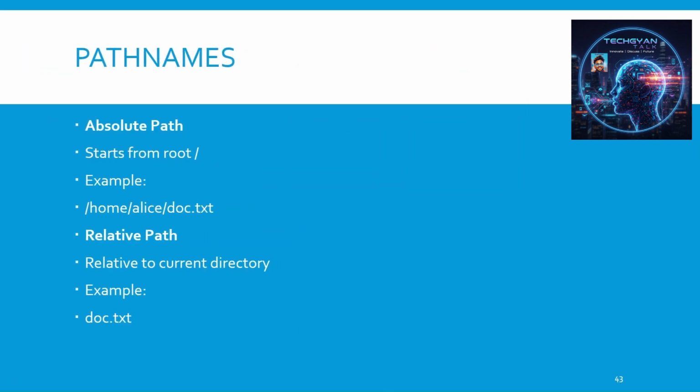And path names. Absolute path starts from root slash. Example: /home/alice/doc.txt. Relative path is relative to the current directory. Example: doc.txt.